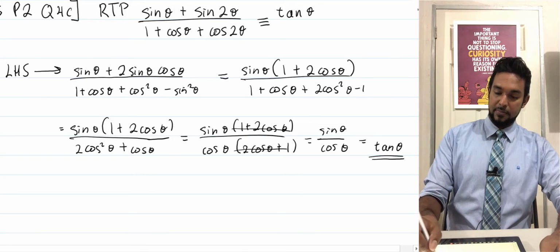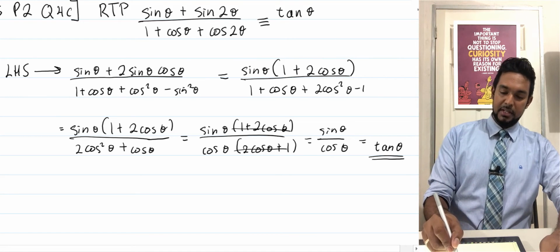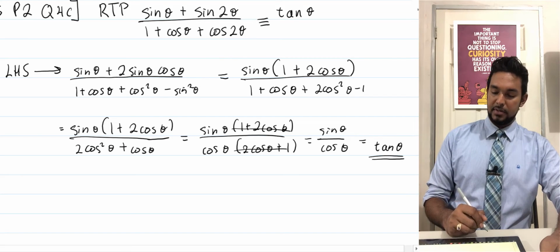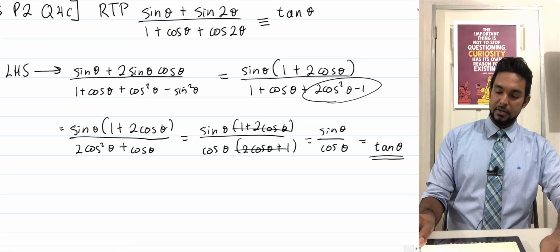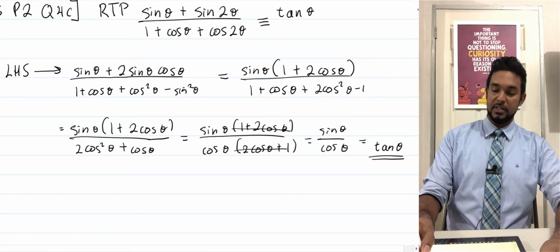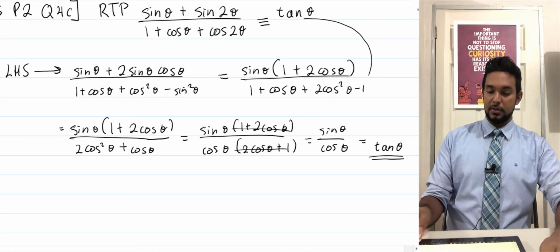Taking out sine theta from there will leave us with sine theta by 1 plus 2 cos theta, right? Meanwhile, in the denominator, when I expanded cos 2 theta, I got cos squared minus sine squared, which I turned to 2 cos squared minus 1. Now why I did that, like I said, it was just a hunch I had because we had to go to tan theta, so I was trying to aim to go to sine theta over cos theta.